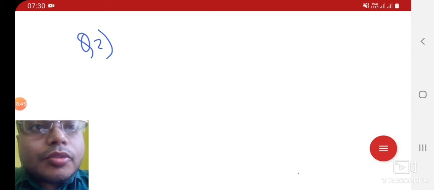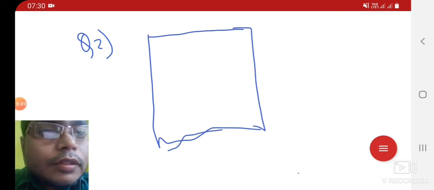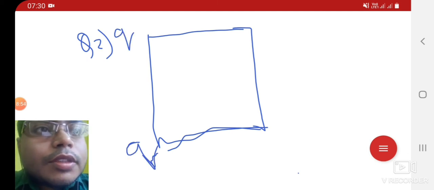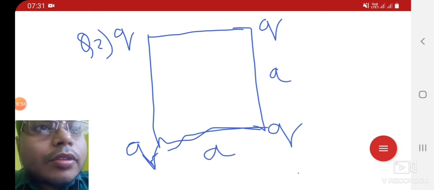This is question number 2. There is a square given, right? And charges are placed. This is q, this one is q, this is q, and this is also q. The distances are equal only.